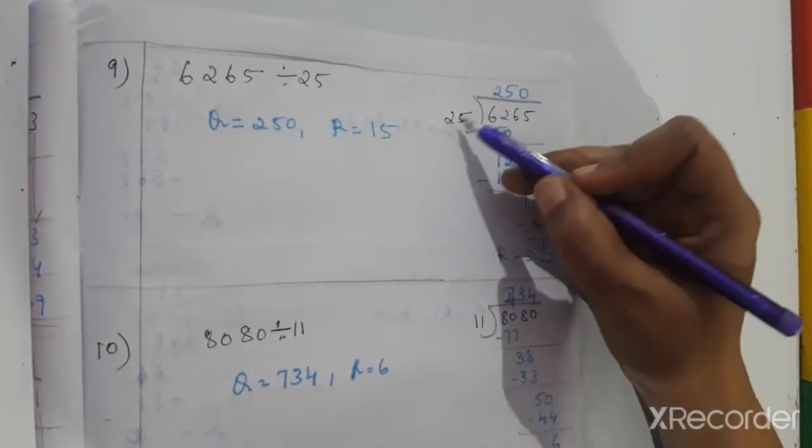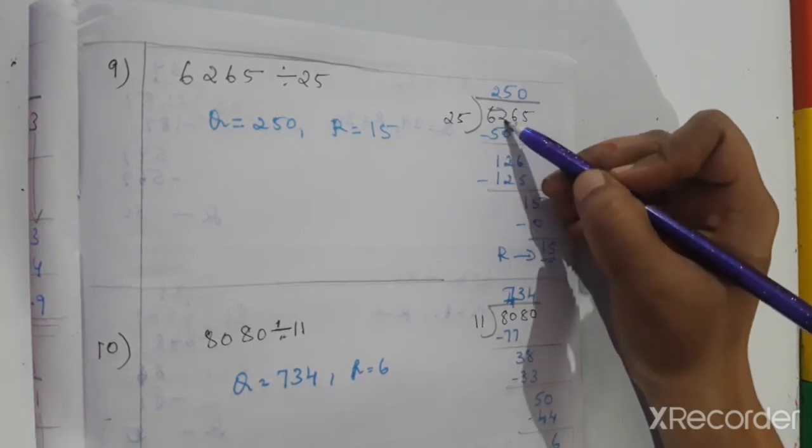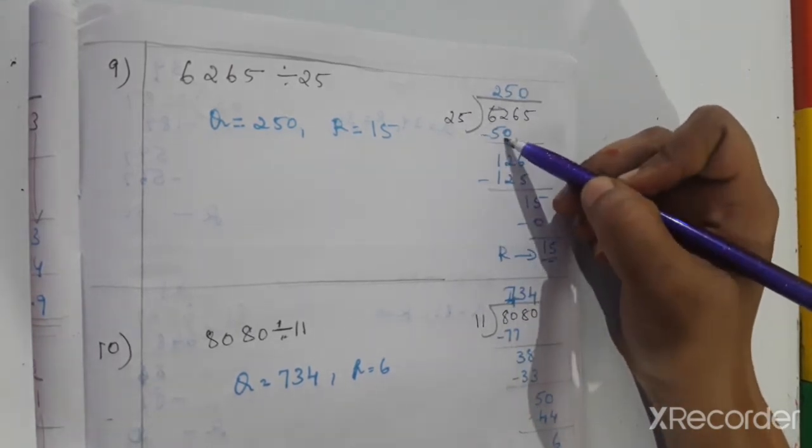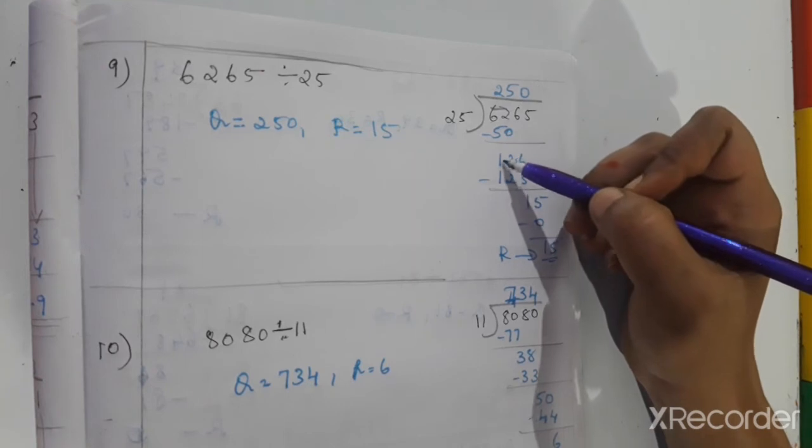Ninth one, 6265 divided by 25. Now, whether we can take 6? No, it is less than this number. So take 62, two digits. 25 twos are 50. Now 62 minus 50 is 12.